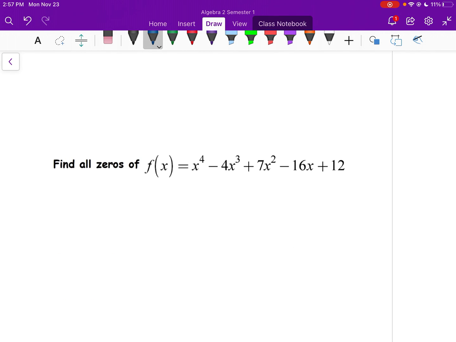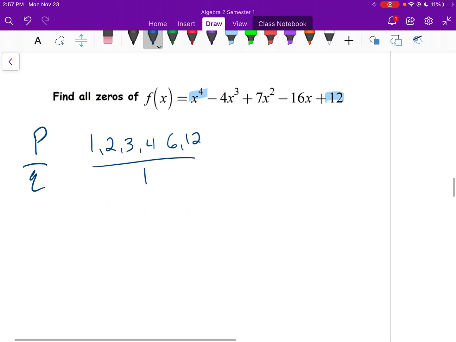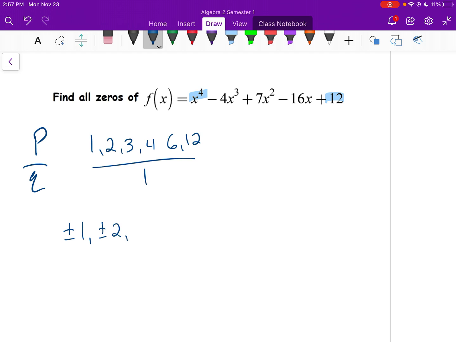All right, so here now, make sure that it's in standard form. Look at our leading coefficient. P over Q again. P is the factors of the constant, which is 12. 1 times 12 is 12, so 1 and 12. 2 times 6. 3 times 4. And our factors of the leading coefficient are just 1. So our possible roots: 1 over 1, 2 over 1, 3 over 1, plus or minus 4, plus or minus 6, plus or minus 12.